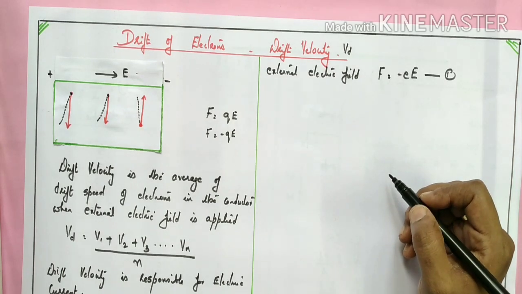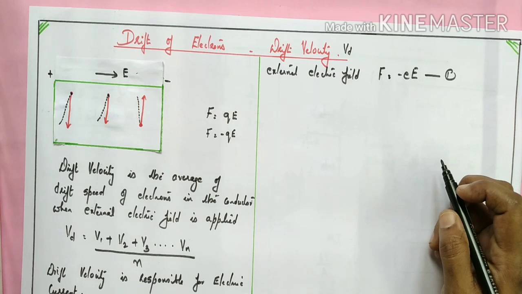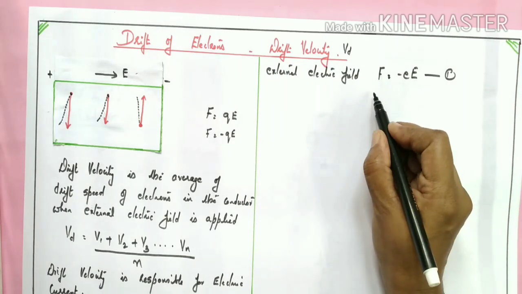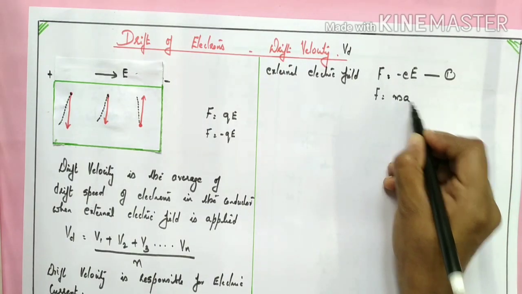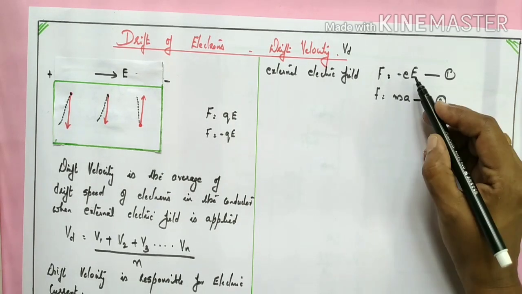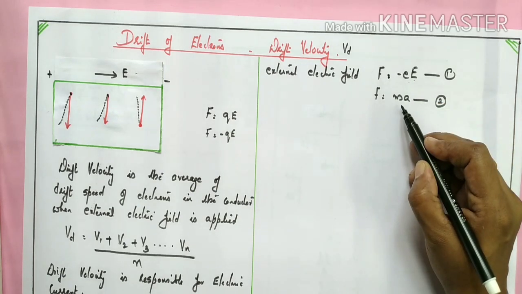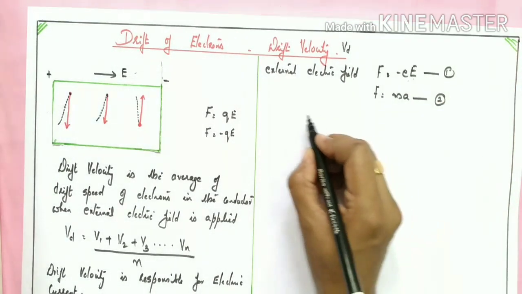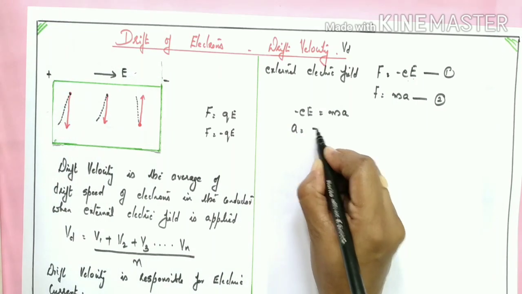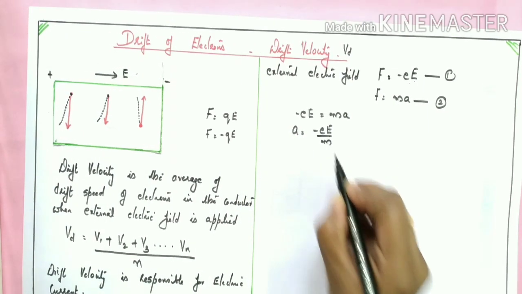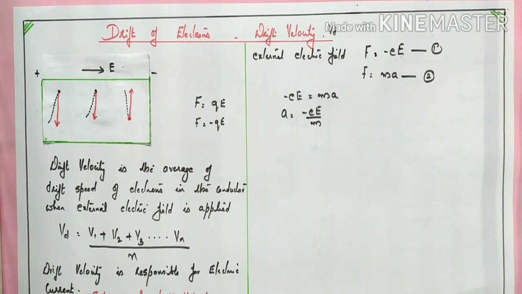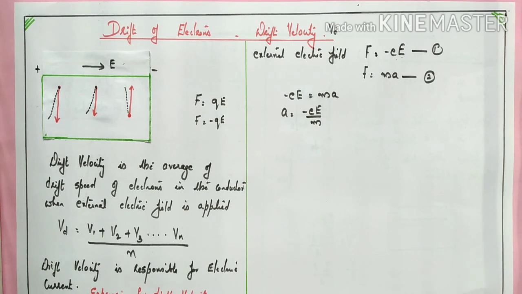Since m represents the mass of the electron and a is the acceleration, it also experiences a force F equals ma from Newton's second law. So it experiences two forces: F equals minus eE due to the external electric field, and due to the acceleration F equals ma. We can equate minus eE equals ma, or the acceleration a can be written as minus eE divided by m. So the acceleration experienced by the electron due to the external electric field is a equals minus eE divided by m.